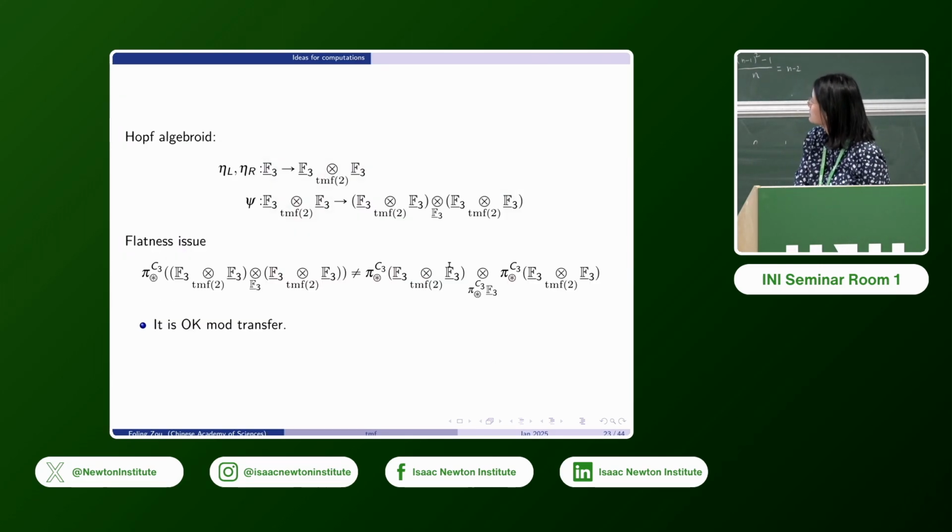And now here's some flatness issue that one has to consider for the Adams spectral sequence computation. I said this is a Hopf algebroid because we have this eta L, eta R, and psi from maps of spectra. However, to get a map on their coefficients, you need that if you take homotopy groups here, it should be the tensor of their homotopy groups. But this is not the case for us. But it's okay. It is an isomorphism if you mod out by transfer. So modding out by transfer, you do have a Hopf algebroid pair.